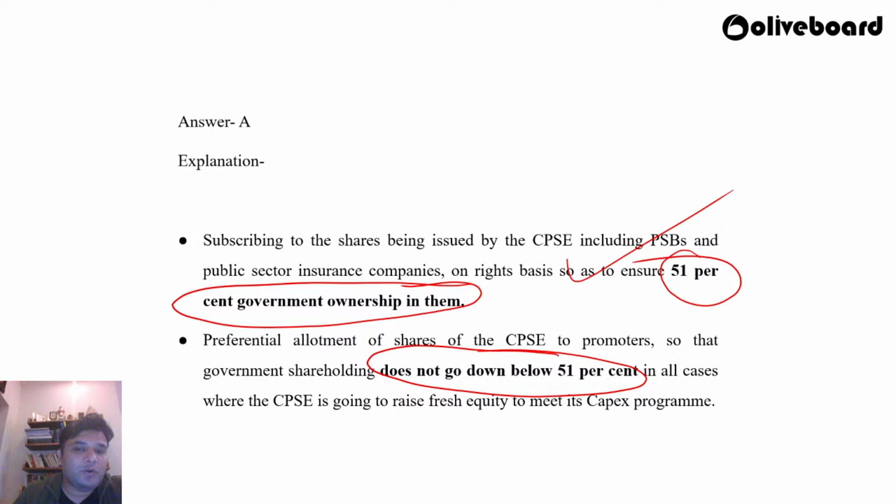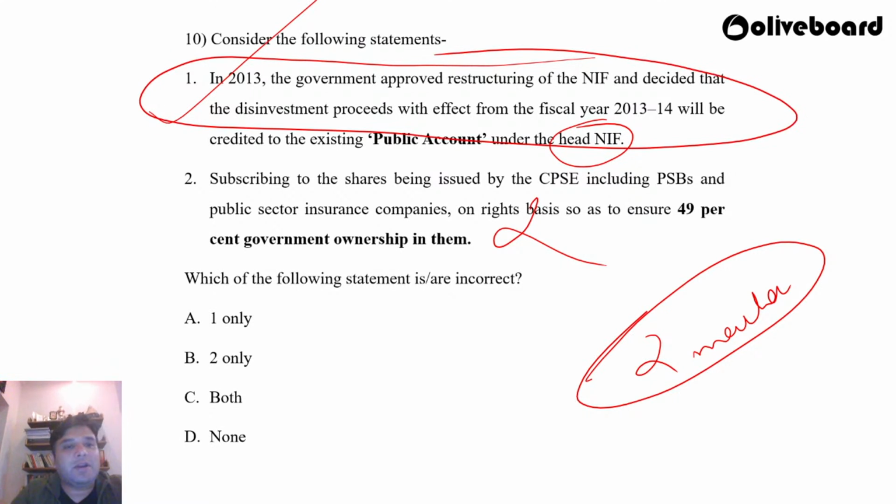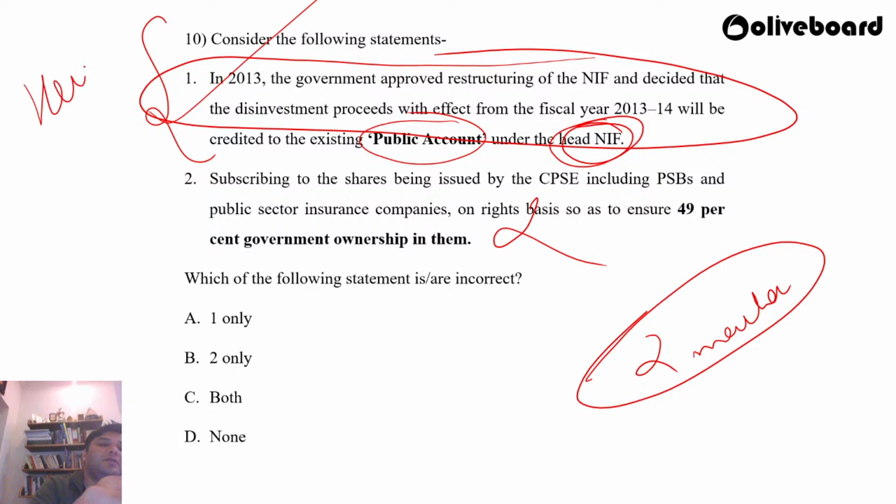You need the government to have control over the central public sector enterprises, whereas statement number 1 is correct. So that is your key takeaway from this statement: in 2013 the government approved restructuring of the NIF and decided that the disinvestment proceeds, मतलब जो disinvestment से पैसा मिलेगा, with effect from the fiscal year 2013-14 will be credited to which account? It will go into the public account. Under which head? Under the NIF head, right? So this is your key takeaway. Do not miss out on that.